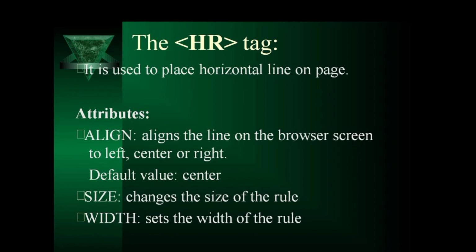Number one, the align. Aligning means to set the position of our line. Okay. Number second, the size. It changes the size of our line, or it changes the size of our rule. Width, we can change the width of our line or our rule with the width attribute.